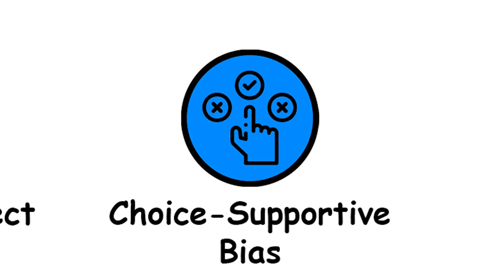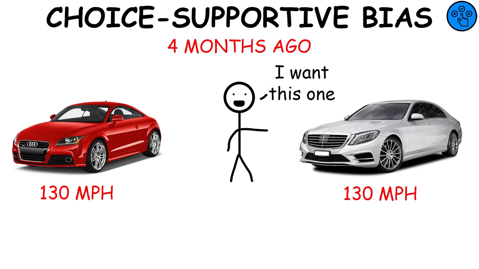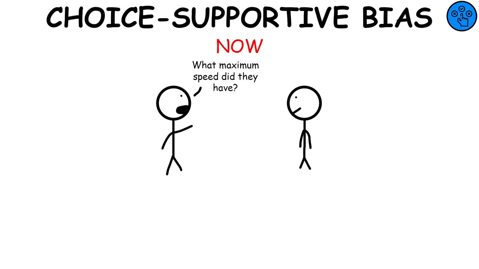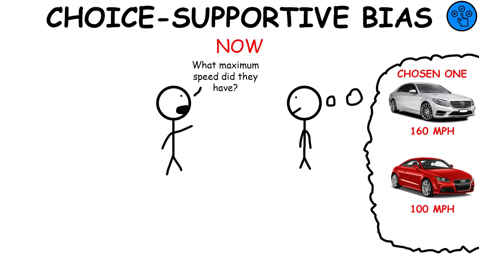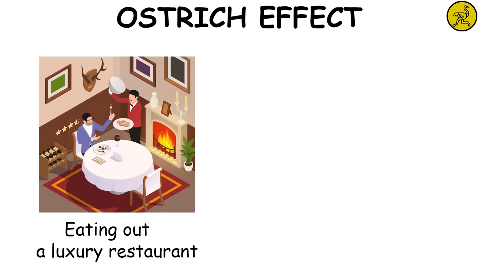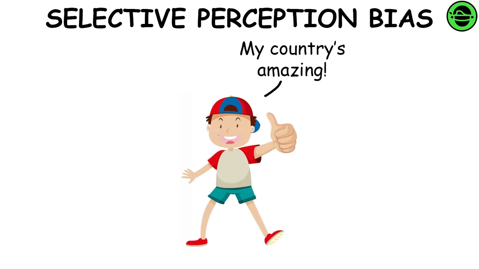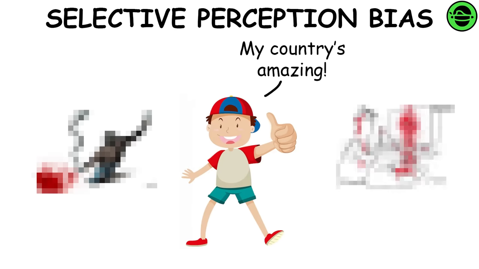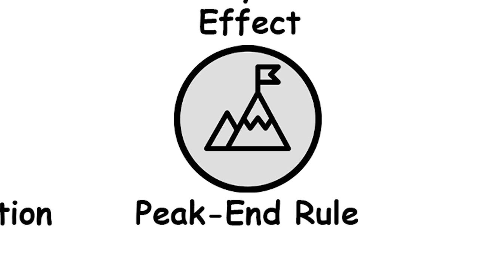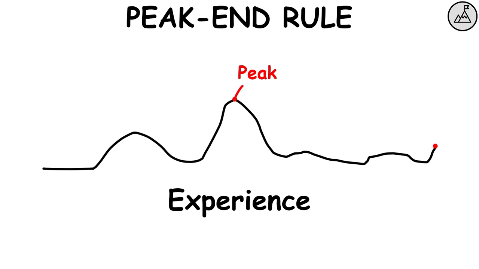Choice supportive bias. The tendency to remember our choices as better than they actually were, because we tend to overattribute positive features to options we chose and negative features to options not chosen. Ostrich effect. People tend to bury their head in the sand and avoid potentially negative but useful information just to avoid psychological discomfort. Selective perception bias. It's the tendency not to notice and more quickly forget stimuli that cause emotional discomfort and contradict our prior beliefs. Peak end rule. People seem to perceive not the sum of an experience, but the average of how it was at its peak and how it ended.